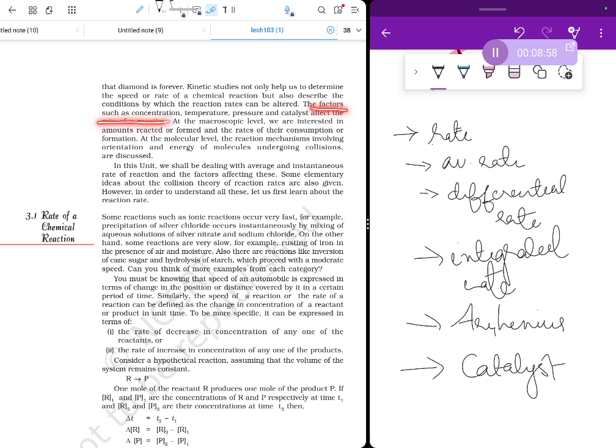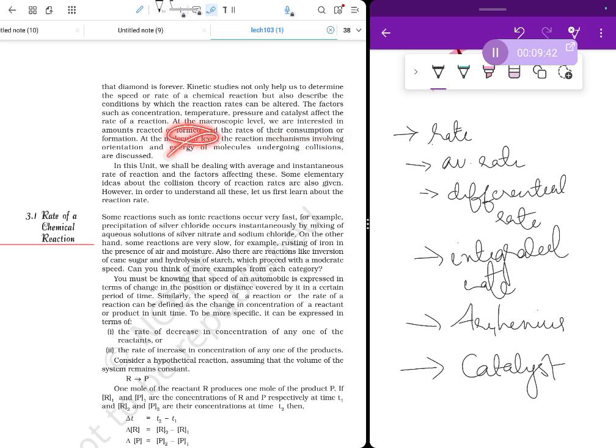The factors such as concentration, temperature, pressure and catalyst affect the rate of the reaction. At the macroscopic level, we are interested in the amounts reacted or formed and the rates of their consumption or formation. These are all observable things.